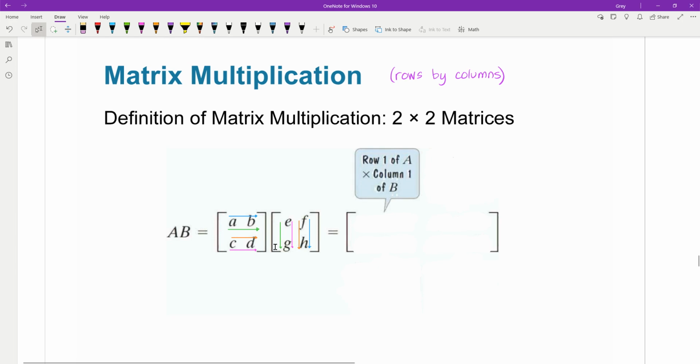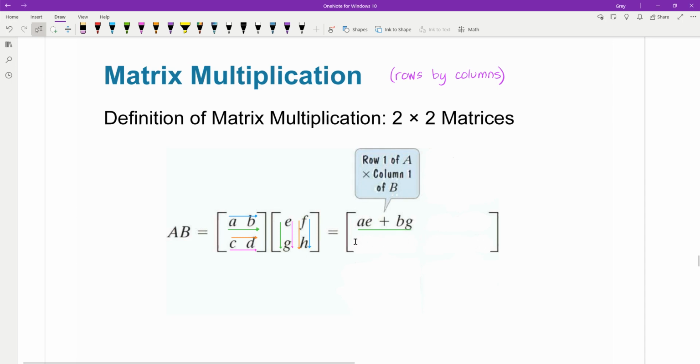Which I have underlined here in green. AB is the first row in green, and EG is the first column in green. So when you multiply those, it's A times E plus B times G. You don't have to go in order, but if you remember what element it is. So this element right here, I'll go down here, this element here is the first row.